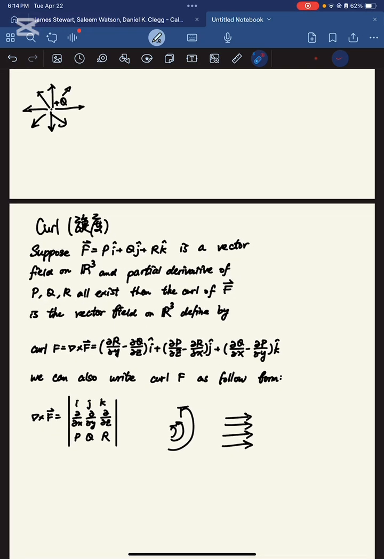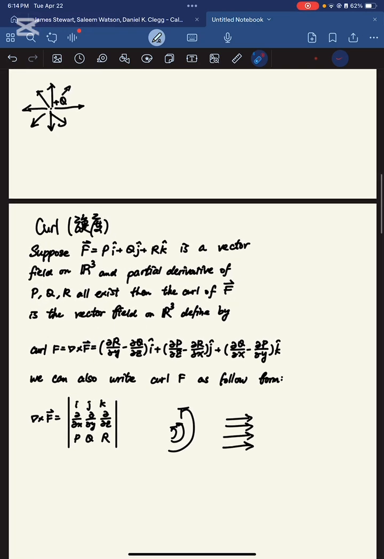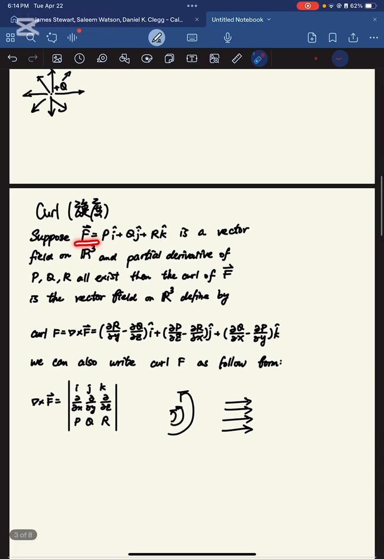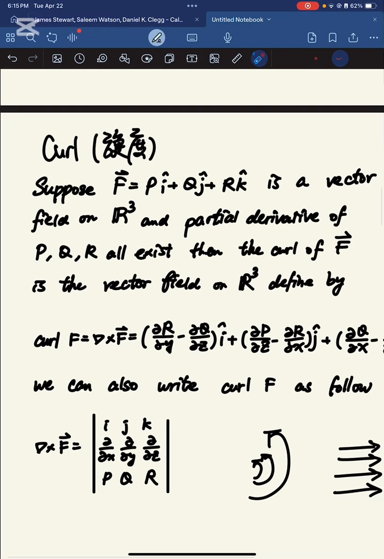And for the curl, it describes how the vector field is rotating. Suppose the same condition: F = Pi + Qj + Rk is a vector field on 3D space, and the partial derivatives of P, Q, R all exist. Then the curl of F is a vector field on 3D space, and it's defined by this.